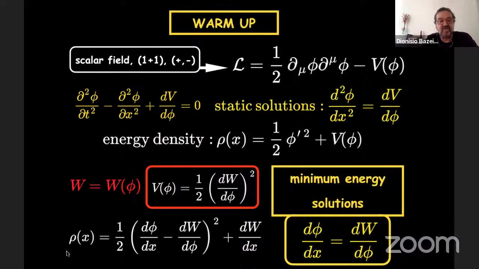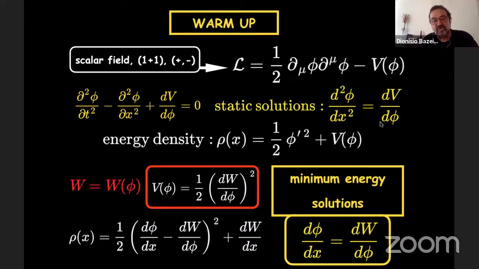I look for the energy density, and I see that it has a surface contribution plus a square of a real contribution. So this is not negative. And then I get this. If I force the field to obey this equation, I get the energy density given by this. So I get a minimum energy solution for solutions of the first order differential equation, which solves the equation of motion in a very simple way.